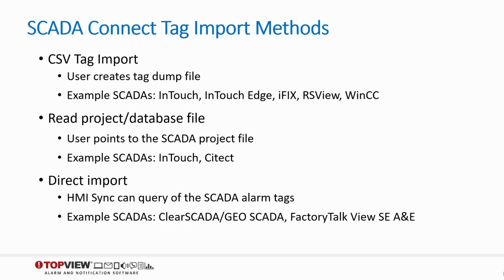Before importing the alarms to TopView, you'll need to create a tag dump file from the SCADA. Reading the project or database file: you will point HMI Sync to the SCADA project or database. Direct import: HMI Sync can query the SCADA for the alarm tag details. See the SCADA Connect User's Guide for more information on your SCADA and the available import methods.